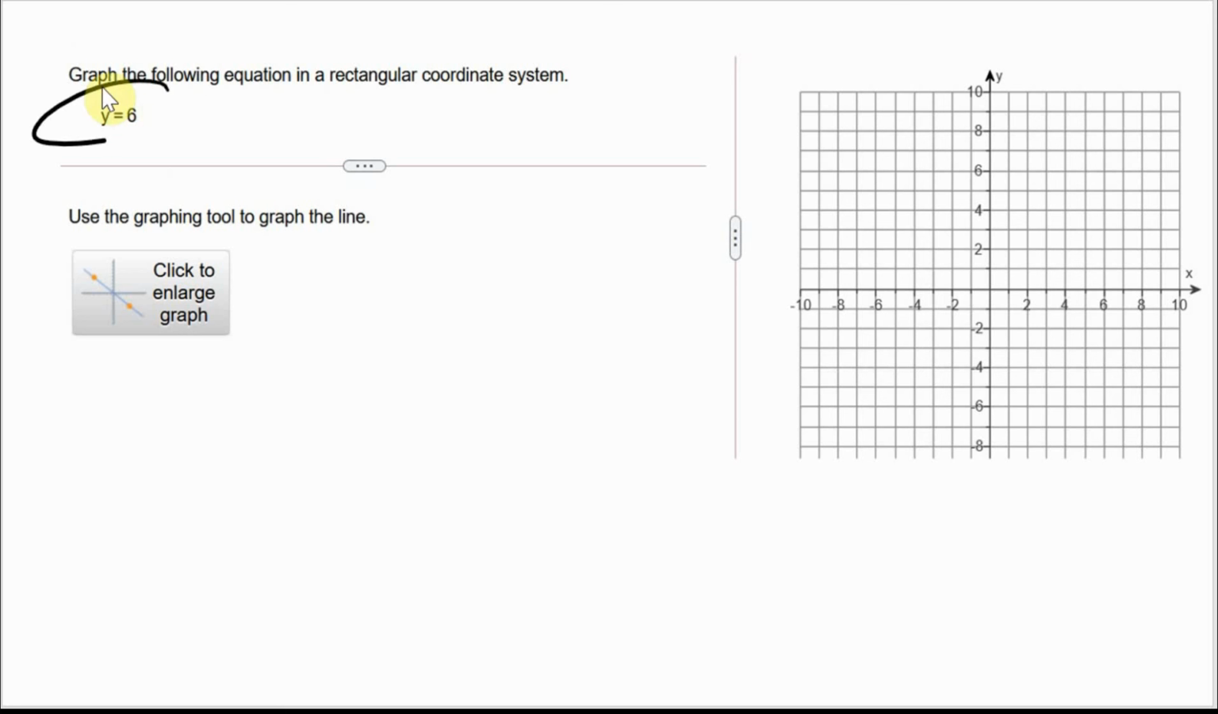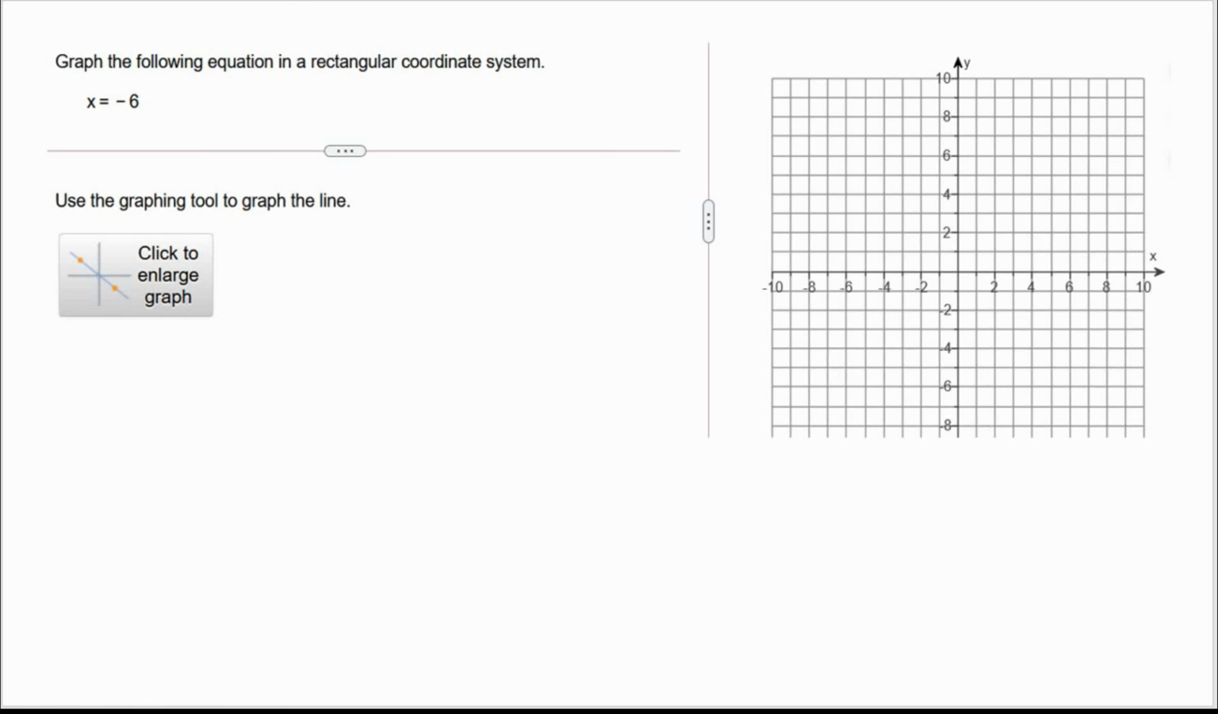It's horizontal, right? So I find y equal to 6 on the y-axis, and then just draw a line that goes right through it horizontally, and you're done. It's a horizontal line. And then x equal negative 6, that's a vertical line. So I'm going to find on the x-axis negative 6 and just draw a vertical line through it. That's it.